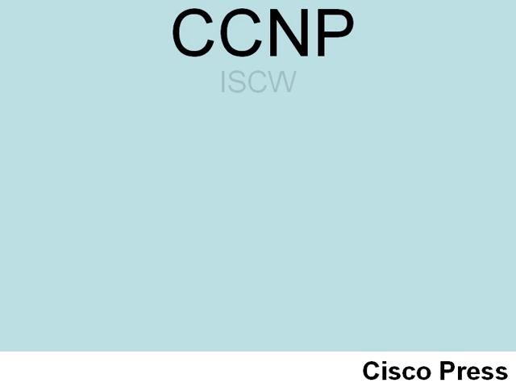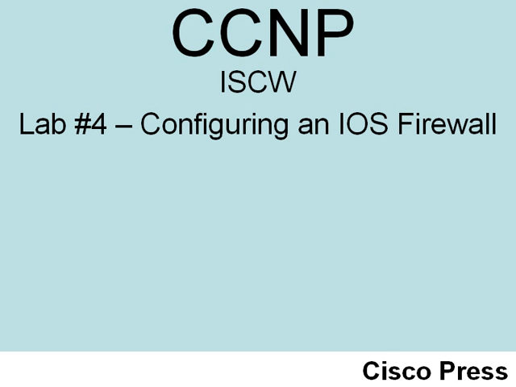In Lab number 4, we're going to make an iOS router act like a firewall. In the Cisco world, we could have a dedicated appliance that does firewalling for us, but another option is to have our iOS router performing basic firewalling functions. And by a firewall, we're talking about a set of rules that dictates what traffic can flow from one interface to another interface.